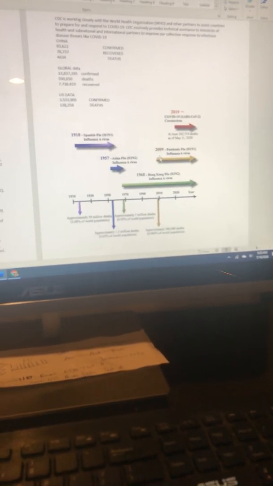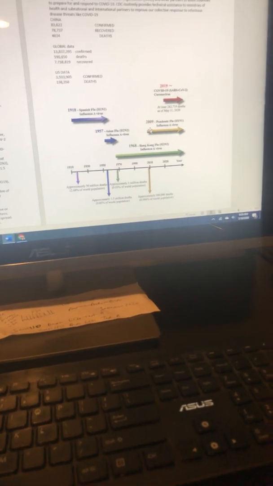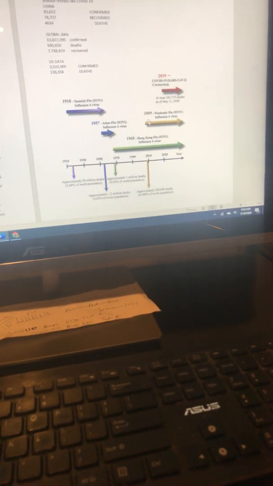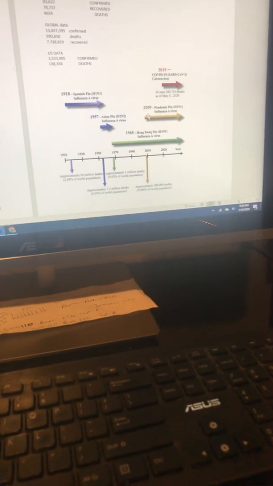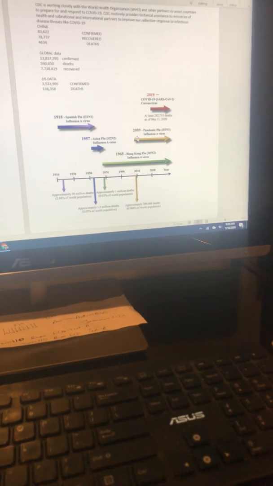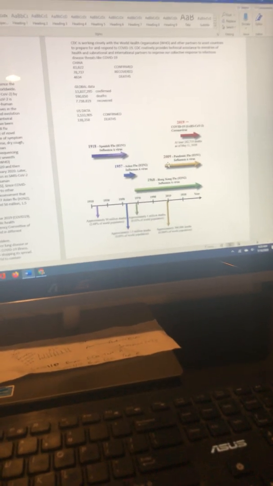And the human-to-human transmission of COVID-19 occurring within Hong Kong has been shown in clinical data. So many researches have been carried on by the World Health Organization, the Center for Disease Control and Prevention, private organizations, and public health organizations to describe how the virus is spread and how people can prevent it from spreading. So now I'm going to talk about the statistics of coronavirus, because the Center for Disease Control and Prevention is working closely with the World Health Organization and other partners to assist countries prepare for and respond to COVID-19. The Center for Disease Control and Prevention provides technical assistance to ministries of health and subnational and international partners to improve our collective responses to infectious disease.